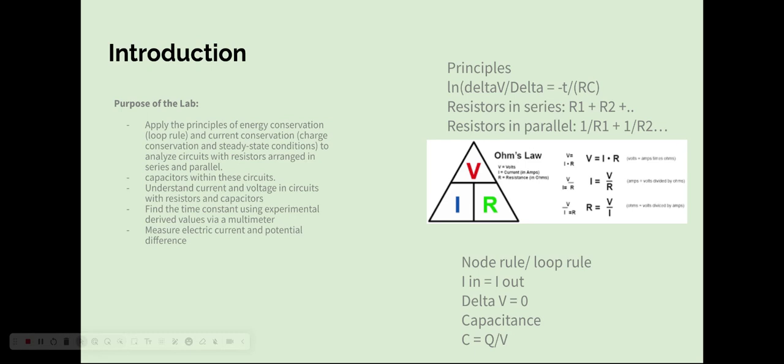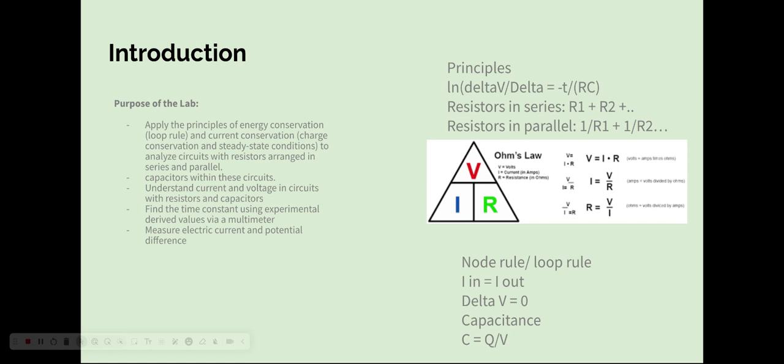So, the introduction. The purpose of the lab is to apply the principles of energy conservation, the loop rule, and current conservation in steady-state conditions to analyze circuits with resistors arranged in series and parallel. Understand the current and voltage in these circuits with resistors and capacitors. Find the time constant using experimental values via a multimeter, and measure the electric current and potential difference.